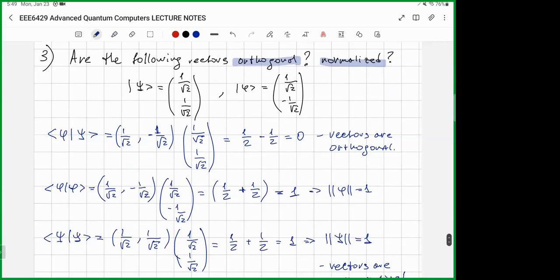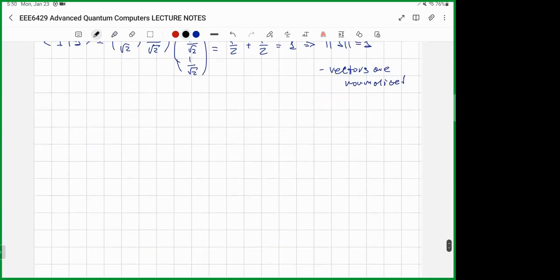Do you have any questions? If not, let's go to the next one, the fourth one. Check whether the following vectors are linearly independent.